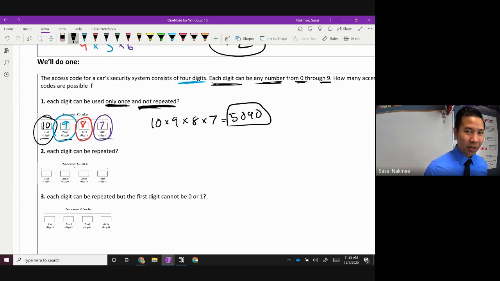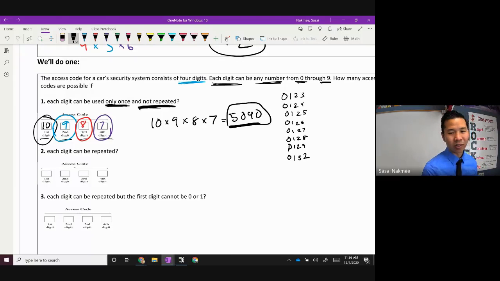That means if you were to sit there and list them all out, like we did with the heads and the 6-sided die, you'd list out 5,000 different ones. And you ready for this? The first one up would be 0, 1, 2, 3. Next one after that would be 0, 1, 2, 4. 0, 1, 2, 5. 0, 1, 2, 6. 0, 1, 2, 7. 0, 1, 2, 8. 0, 1, 2, 9. 0, 1, 3, 2. I can't do 30 because the 0 will repeat, and I can't do 31 because the 1 would repeat.